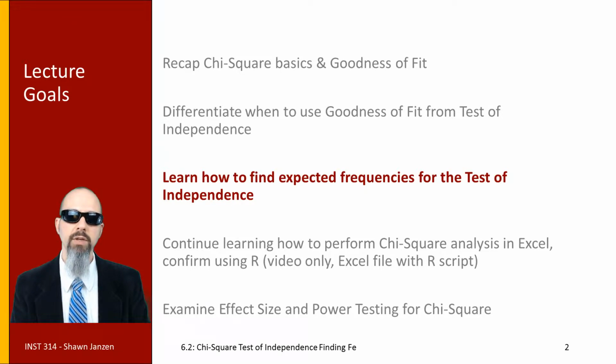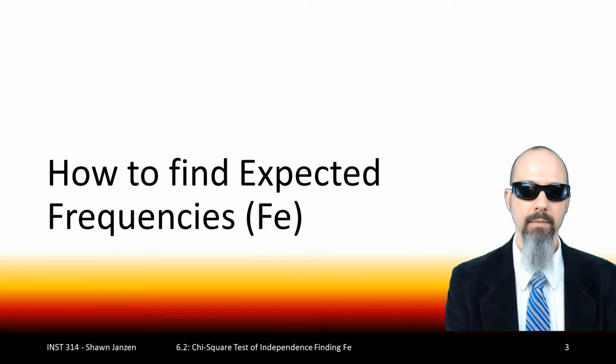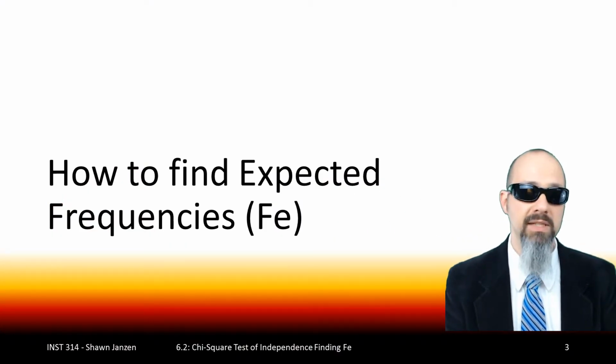We're also going to show you, with an example, how to do the test for independence and figure out if you're statistically significant or not. Future videos are going to look at how we can do this sort of analysis in Excel and in R. Future videos will also look at effect size and power analysis for the chi-square test. So let's get started with finding frequencies expected.